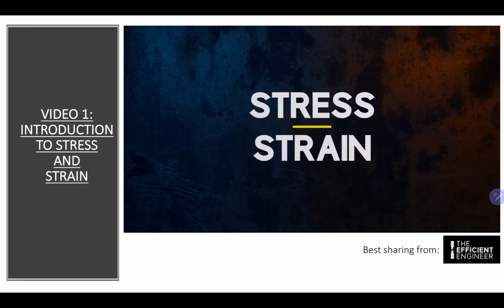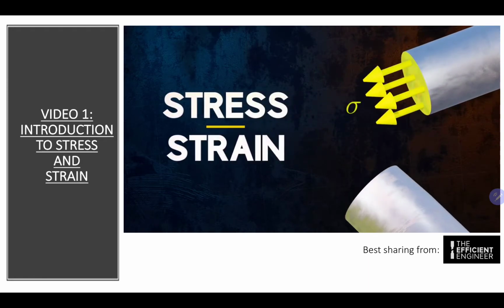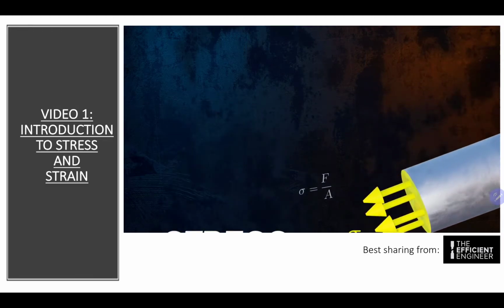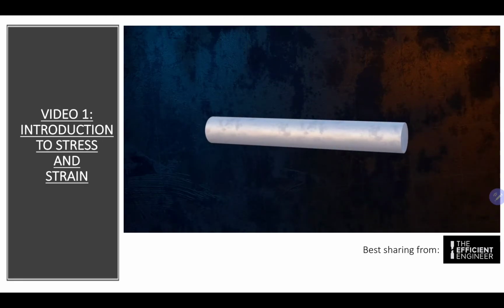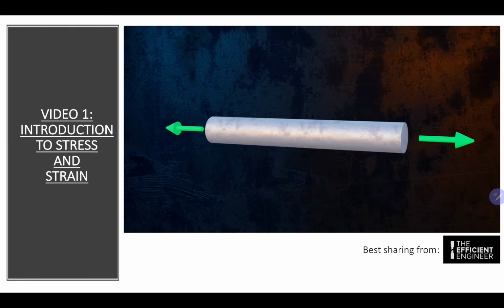Stress and strain are fundamental concepts that are used to describe how a body responds to external loads. In this video, we'll explore these concepts using the simple example of a loaded bar. Here we have a solid metal bar that is loaded by two equal but opposite forces. We refer to this as uniaxial loading because all of the applied loads are acting along the same axis. The two forces are pulling the bar, causing it to stretch. Internal forces will develop within the bar to resist these applied forces.